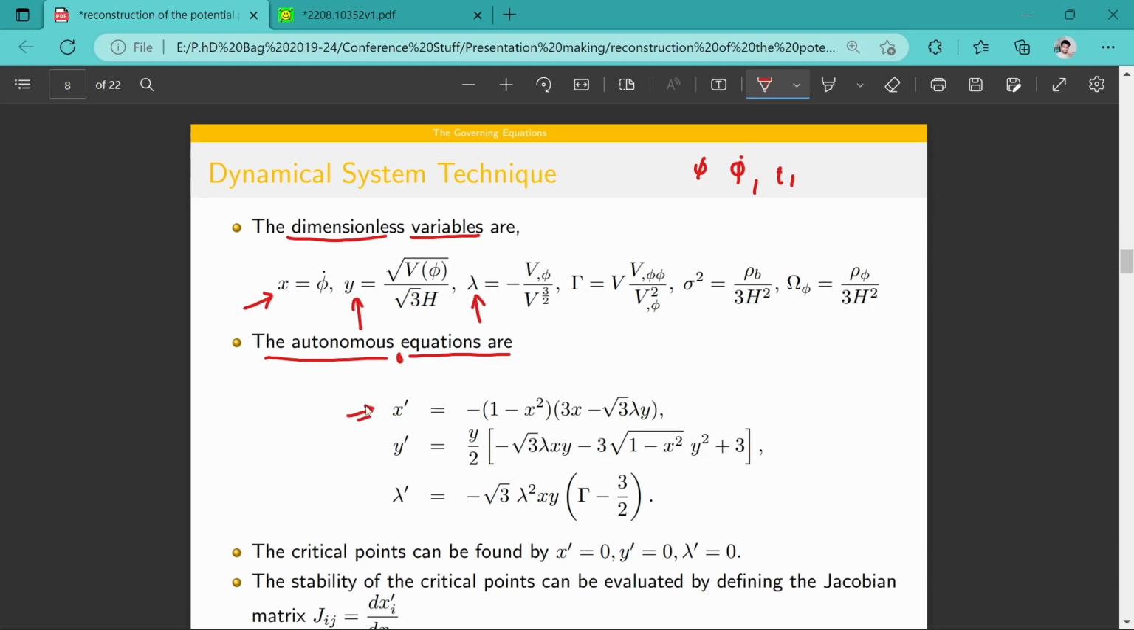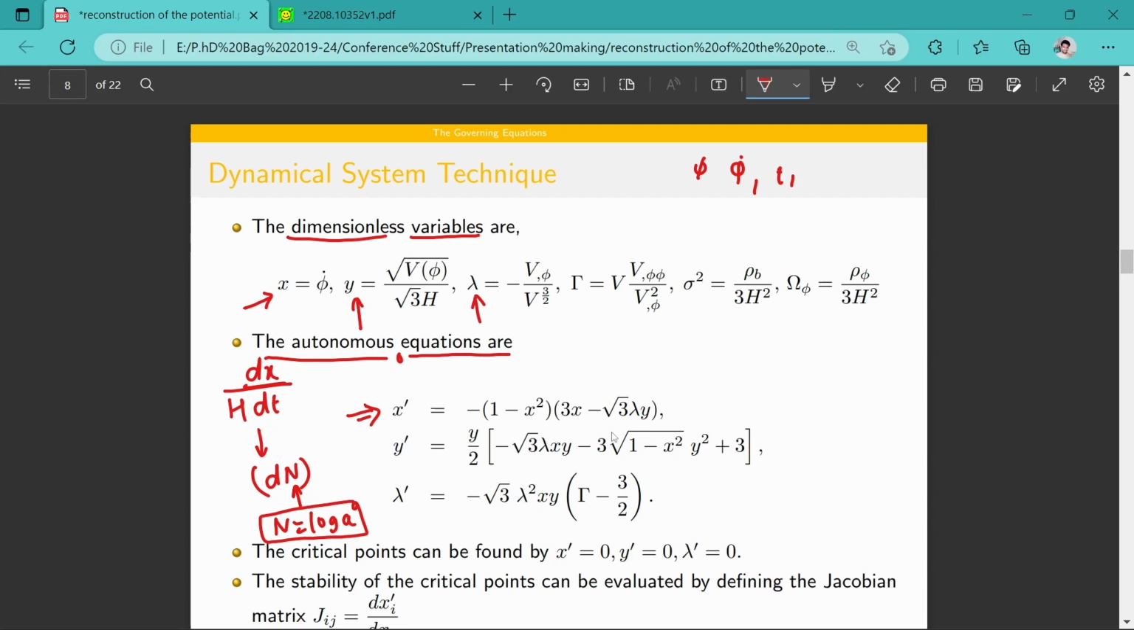So when we are taking the derivative like dx over dt, here we have converted dt as h dt, and this h dt is known as dN, and this N is equal to log of a. Hence it is also called the e-fold, the number of e-folds, which has been specified to study inflation. If I look at the structure of x prime, y prime, and lambda prime, we understand that x prime is proportional to x, lambda, and y.